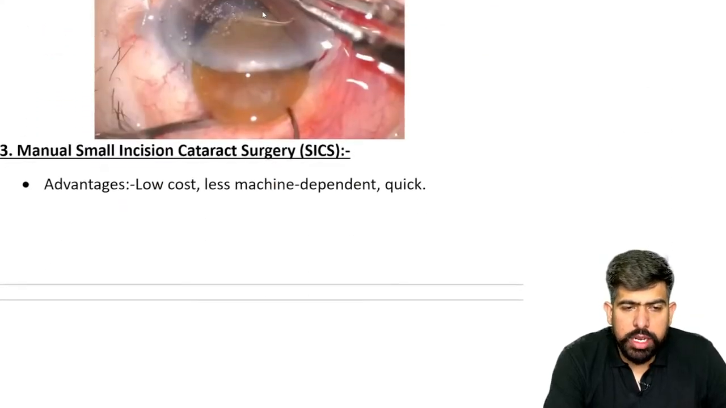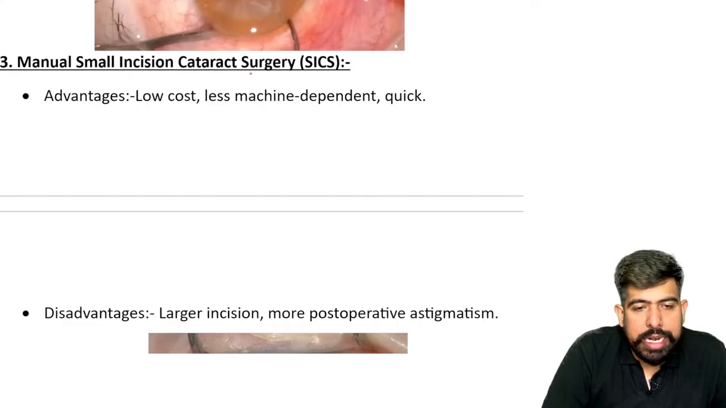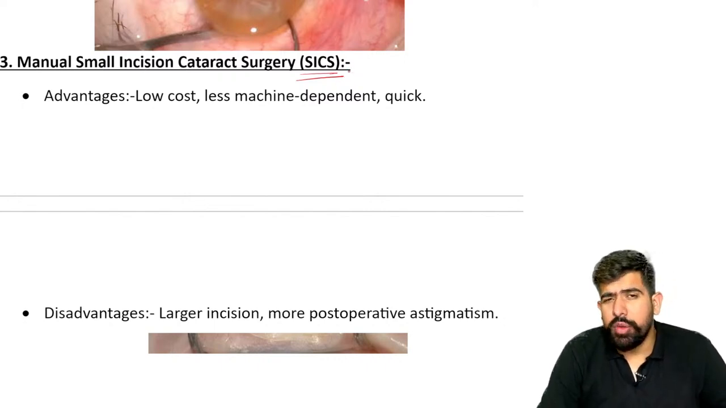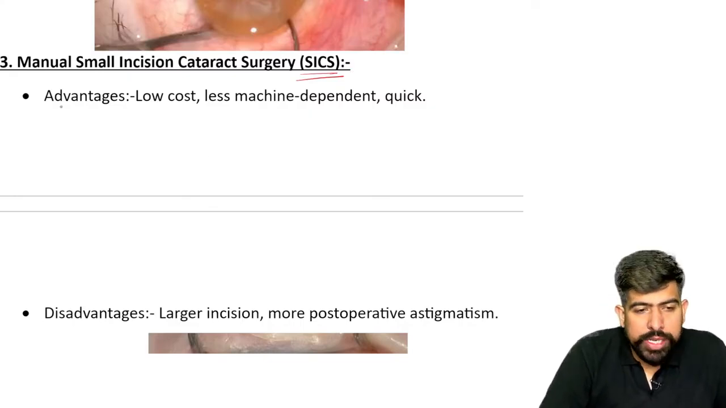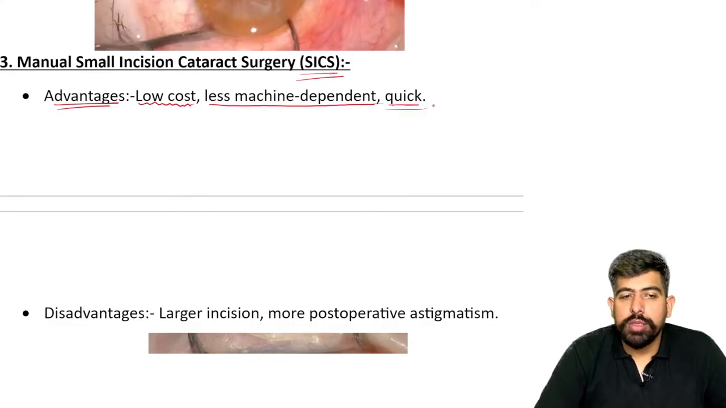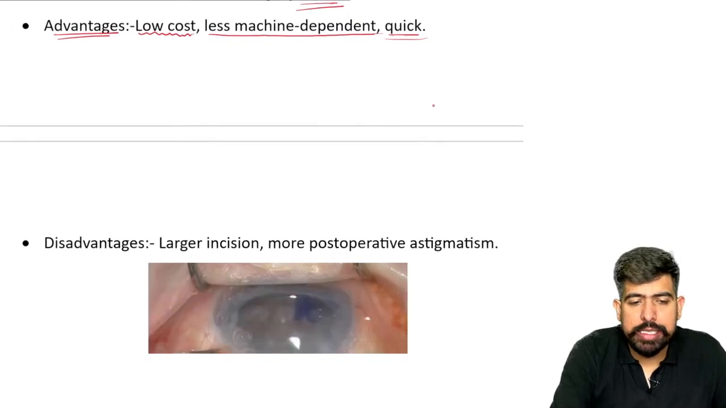Now, we have the next, which is the manual small incision cataract surgery, which is known as SICS. This is also a good surgery, but nowadays we are not doing this so much. We are following phacoemulsification, which is the fourth one we are going to talk about. But what is the advantage of this surgery? This is low cost, less machine dependent and quick also. This is the manual small incision cataract surgery, SICS.